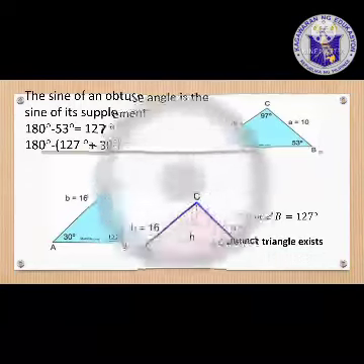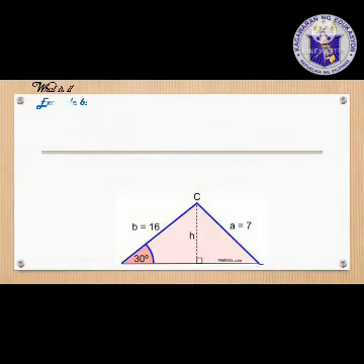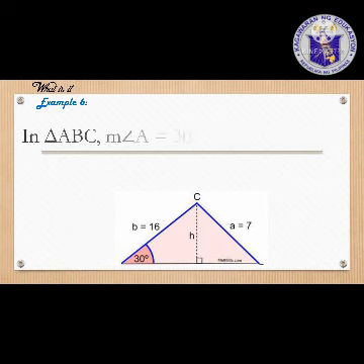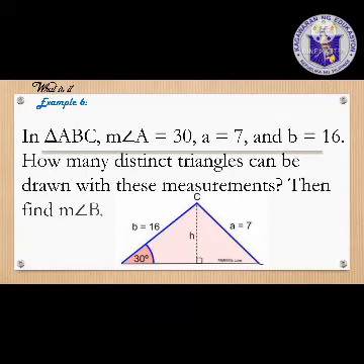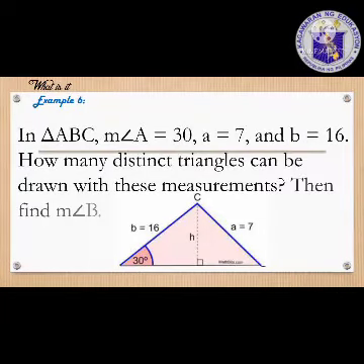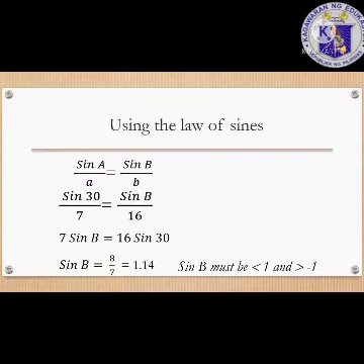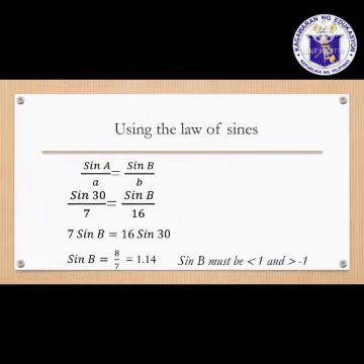Now, let us consider this example. In triangle ABC, the measure of angle A equals 30, side a equals 7, and side b equals 16. How many distinct triangles can be drawn with these measurements? Then find the measure of angle B. Let us now solve using the law of sines with angle B. Sine A over a equals sine B over b. Replace the given values, cross multiply, then solve for sine B.